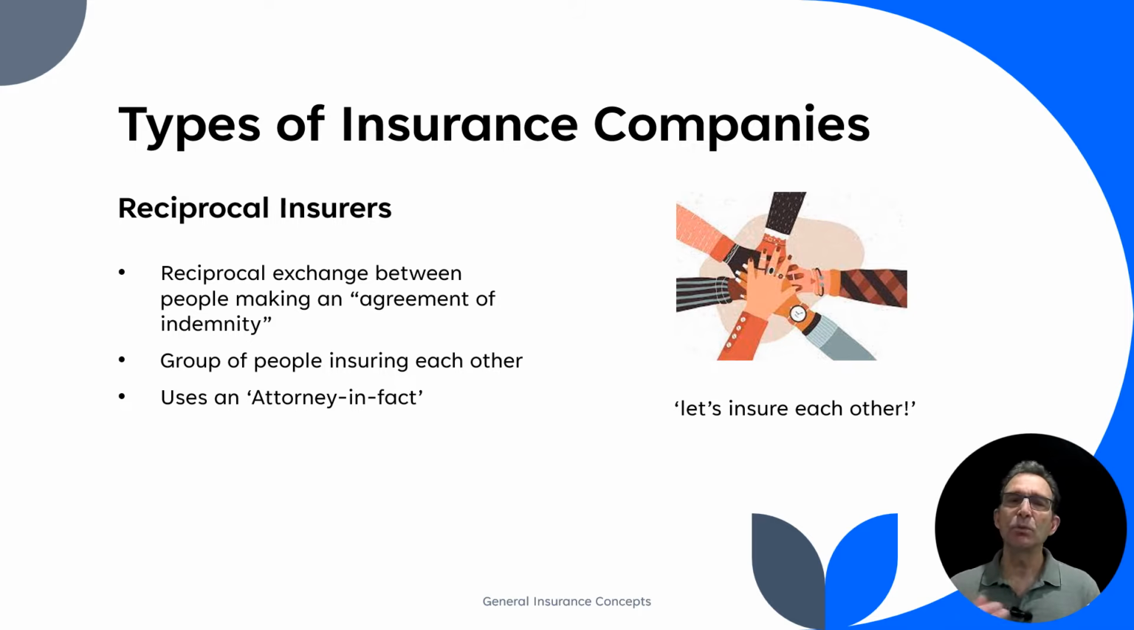With the reciprocal, one thing to keep in mind that you'll see on the test is it's an agreement of indemnity. They make an agreement of indemnity. Indemnity means they're protecting each other. And the other key thing that you'll see in reciprocal insurers that you should know for the test is they use what's called an attorney in fact. So what that means is this: rather than it being a policy per se, they have an attorney write up their agreement together of how they're going to insure one another. So it's a very unique sort of situation.